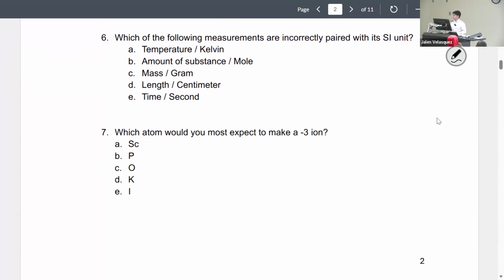Okay, number 6. Which of the following measurements are incorrectly paired with its SI unit? And there are multiple correct answers here.